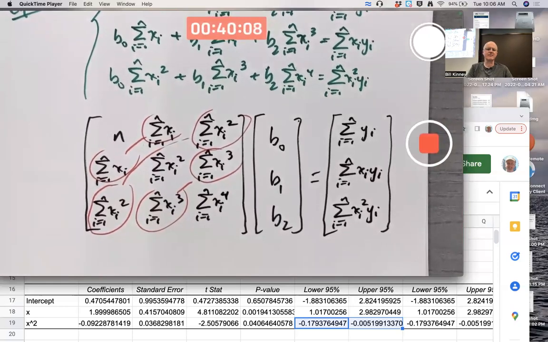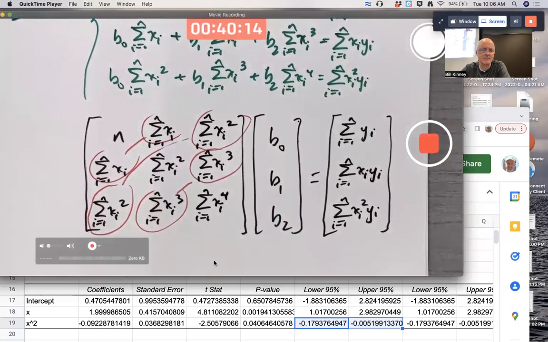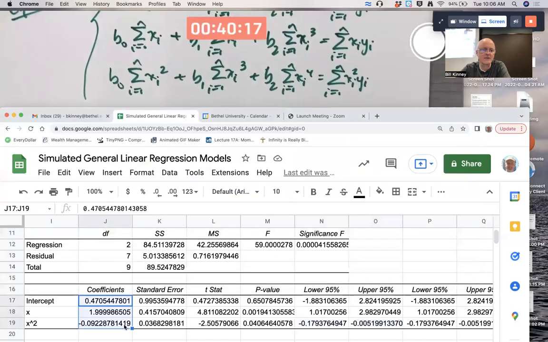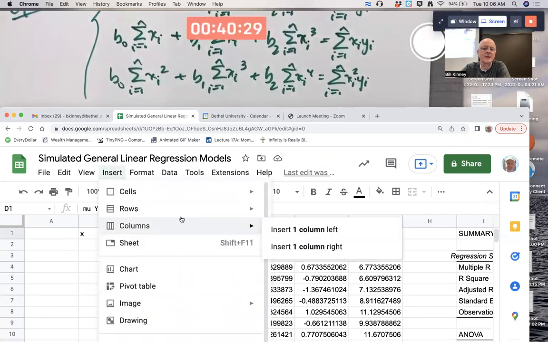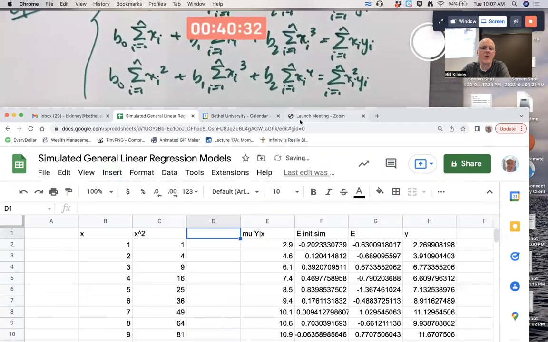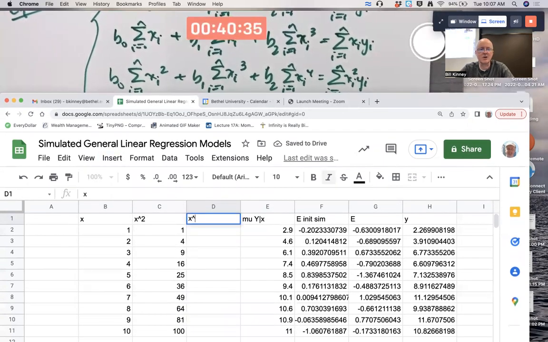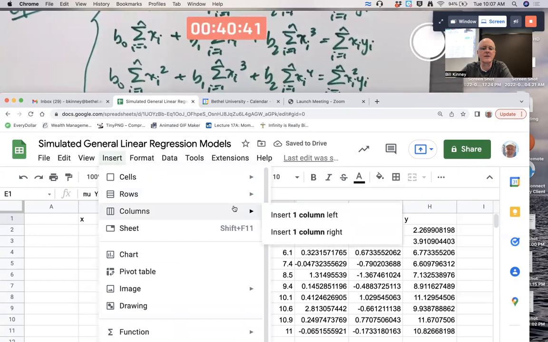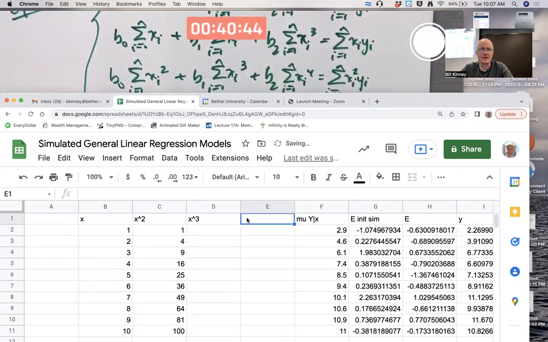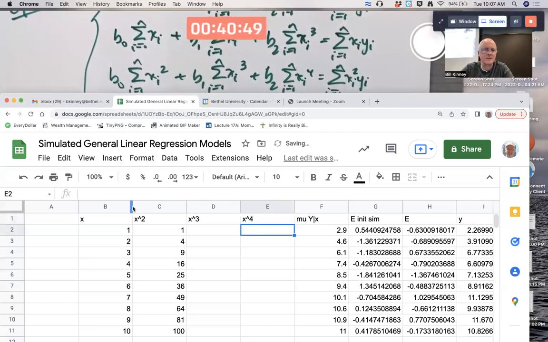Let's go ahead and compute these summations and plug these matrices into Mathematica and get Mathematica to solve it and confirm the answers that we got here. So I will need to add more to the spreadsheet. I'll need to add some more columns. It's okay. Insert some columns here. One column, say, for the values of x cubed. One column, say, for the values of x to the 4th power. And I can make these skinnier so it doesn't take up so much room here.